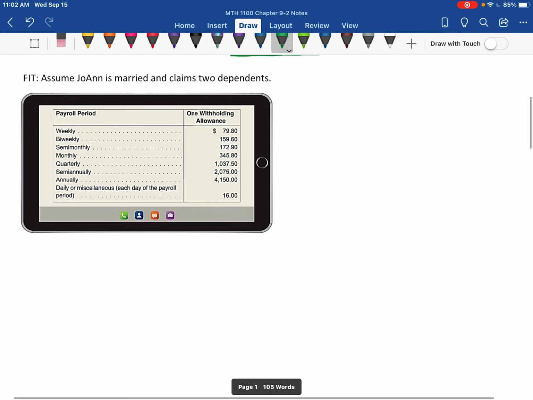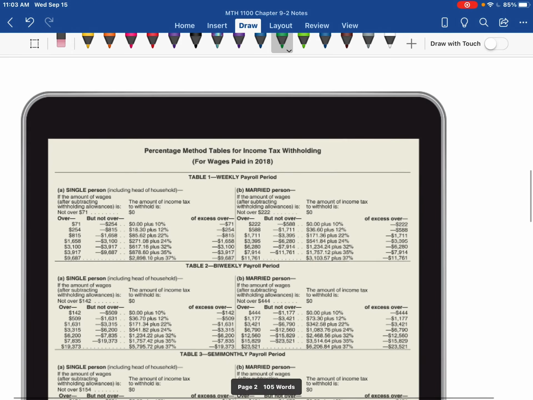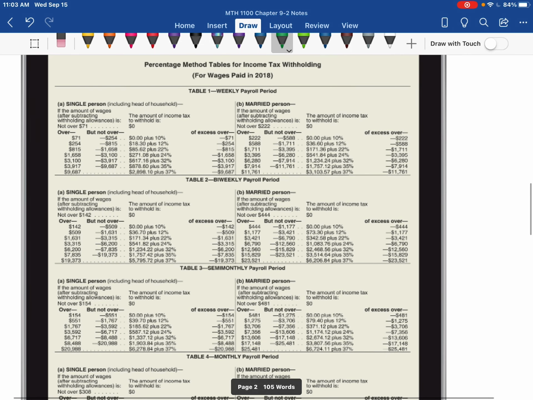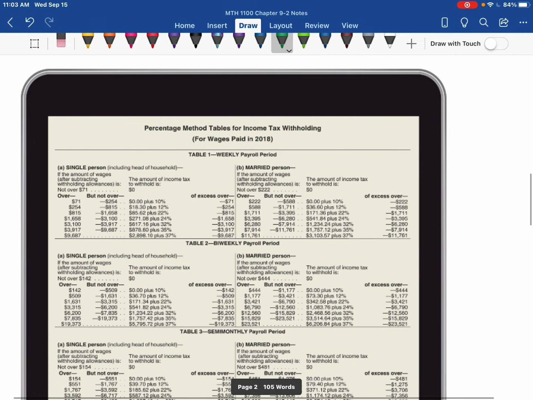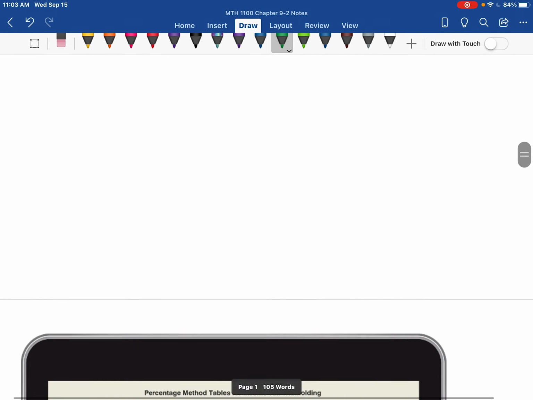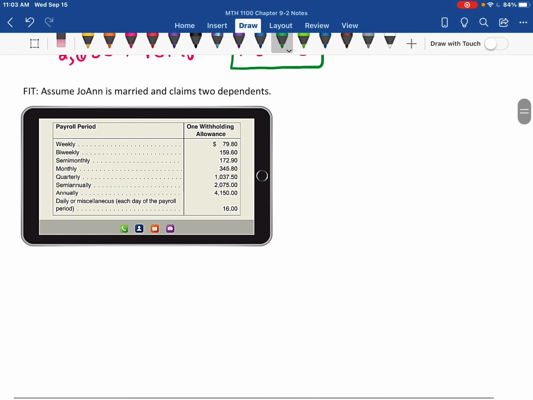Now, for the FIT, we're going to need some tables in your handbook. We're going to need the table that says payroll period that looks like this. And then I couldn't fit it on the same page, so I scrolled down and added this other table that we're going to need. At the top it says percentage method tables for income tax withholdings. So make sure you have your student handbook ready because we're going to need those.